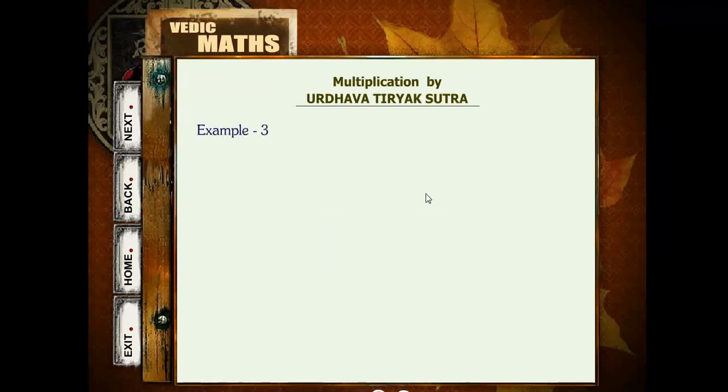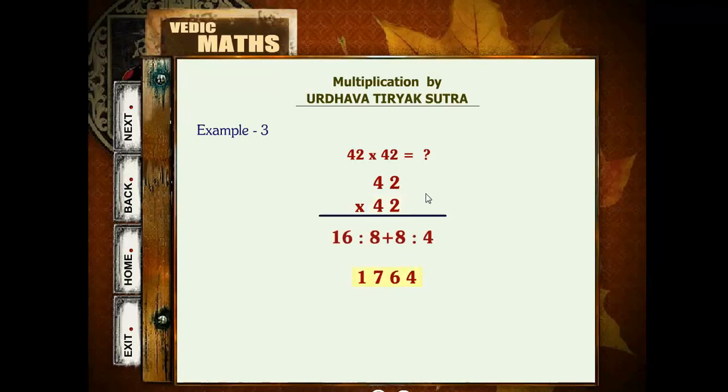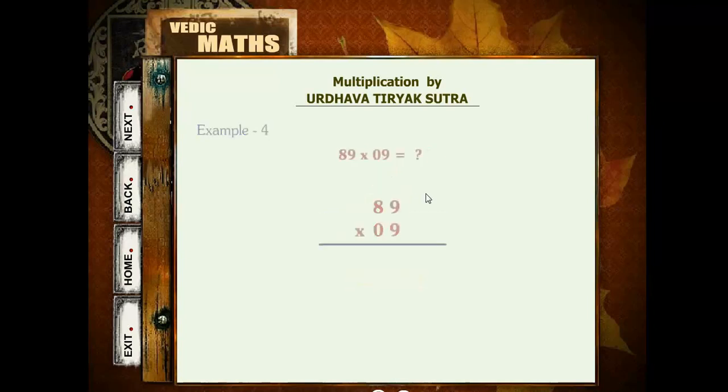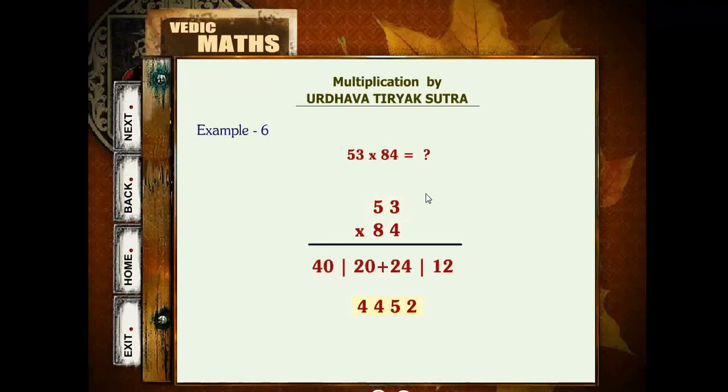On similar lines, we can multiply 42 into 42 to get 1764, 89 into 09 to get 801, 8 into 48 to get 384, and 53 into 84 to get 4452.